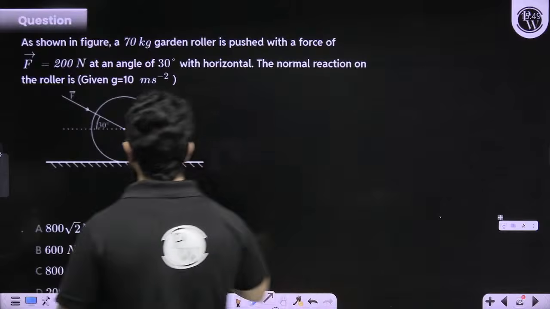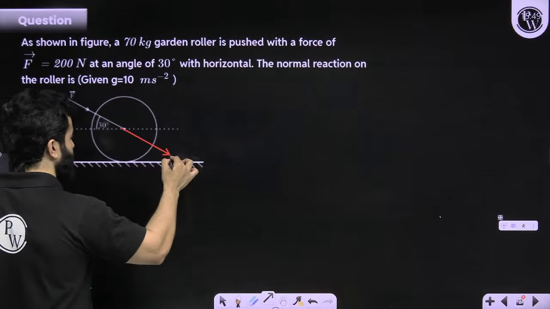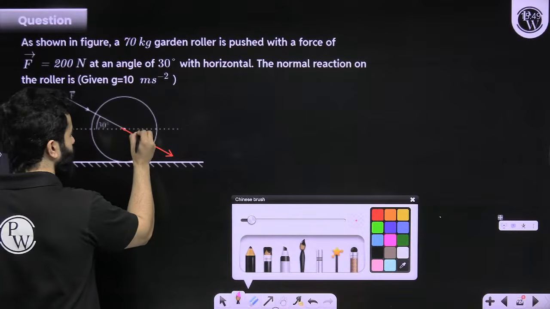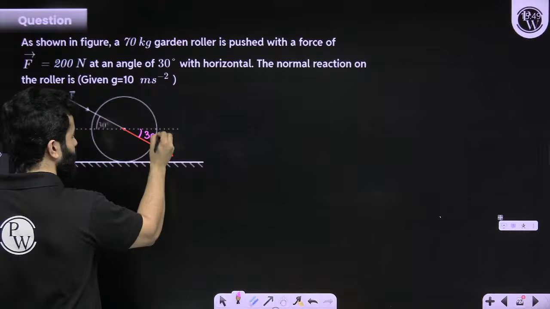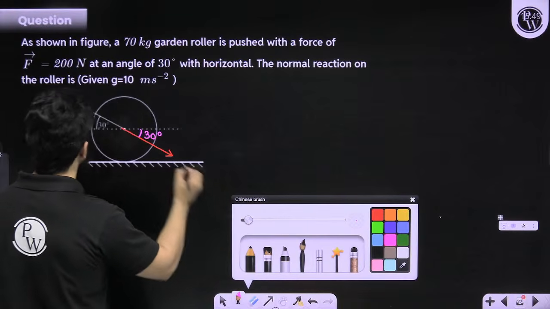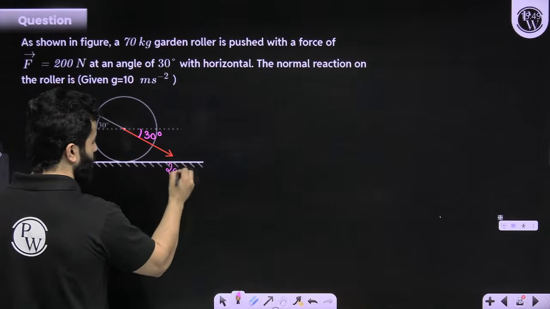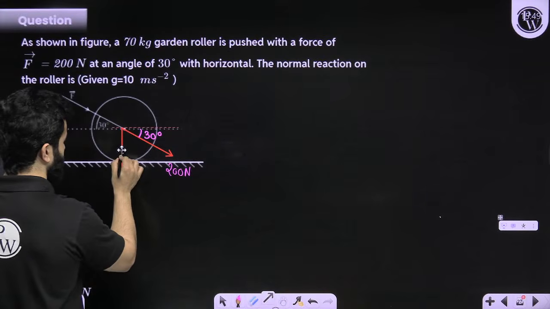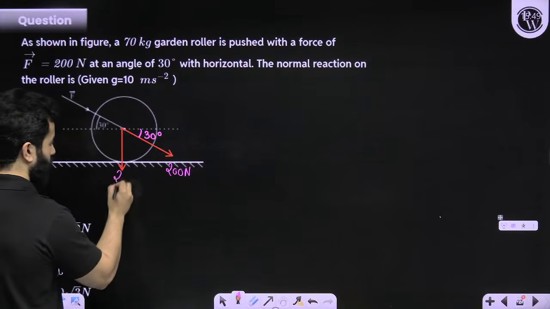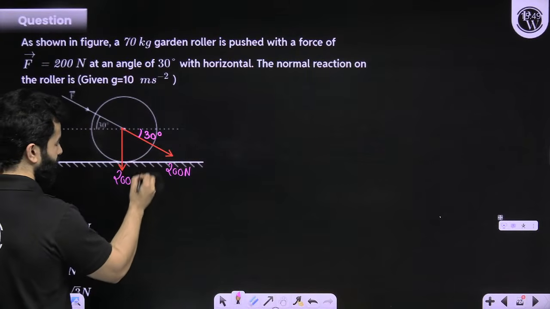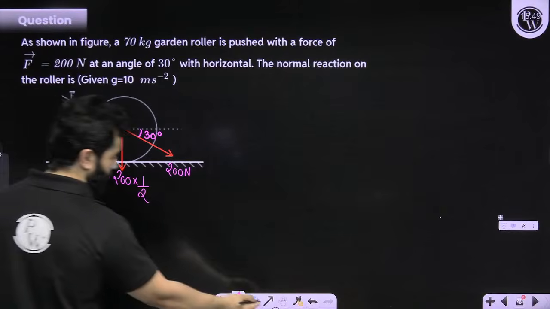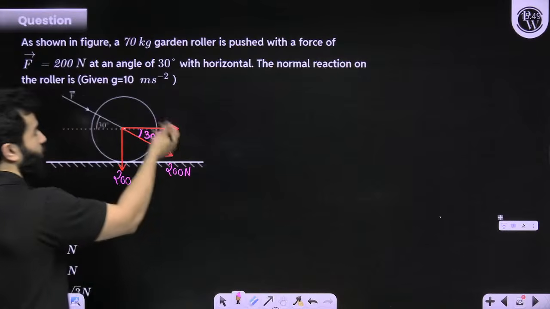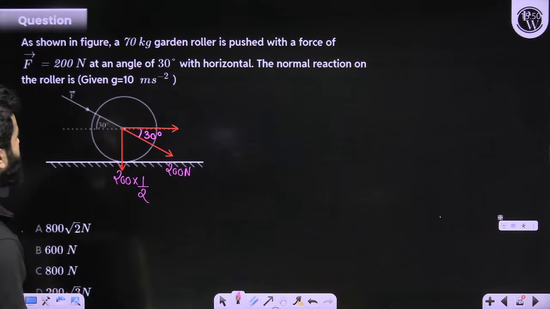This is a force. We can also draw a force like this, acting at an angle of 30 degrees, and this force is of 200 Newton. This is 200 sine 30. This is 200 cos 30. We don't have to do anything with that, right?